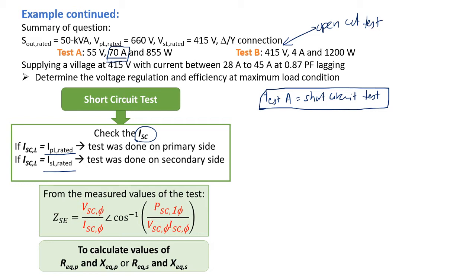Now, to find IP line, the primary line current rated, we can get this from the rated apparent power of the transformer divided by square root of 3 and VP line rated.